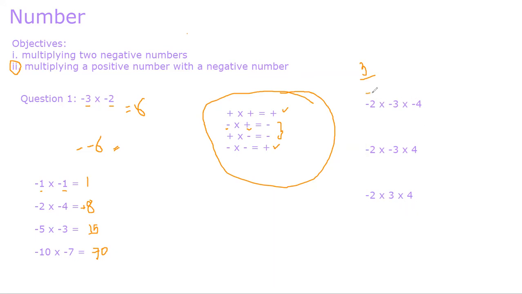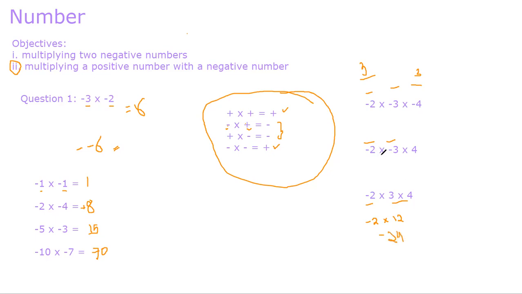In the first case there are three negative numbers. All of the three numbers are negative. In this case there are two negative numbers. In the final case there is just a single negative number. What we can do is simplify all of these statements. For example, multiply 4 by 3, because both of these are positive numbers. A positive number multiplied by a positive number will be a positive number. So that would be equal to minus 2 multiplied by plus 12. So now there is one negative number and one positive number, so the answer would be a negative number. 12 multiplied by 2 would be equal to minus 24.